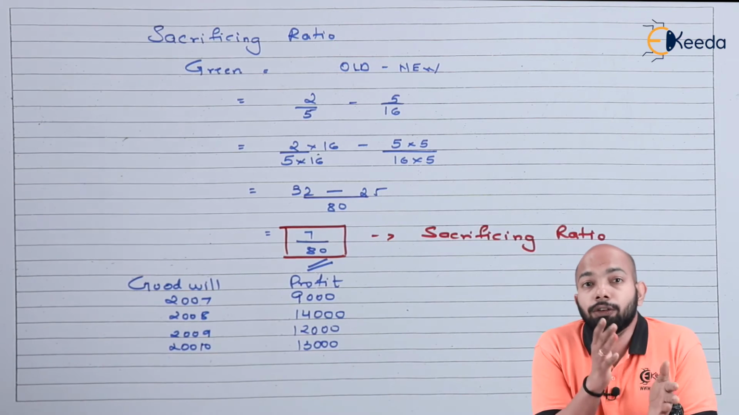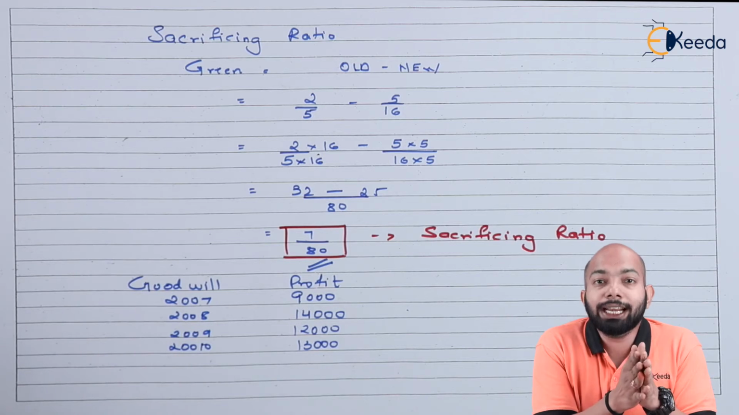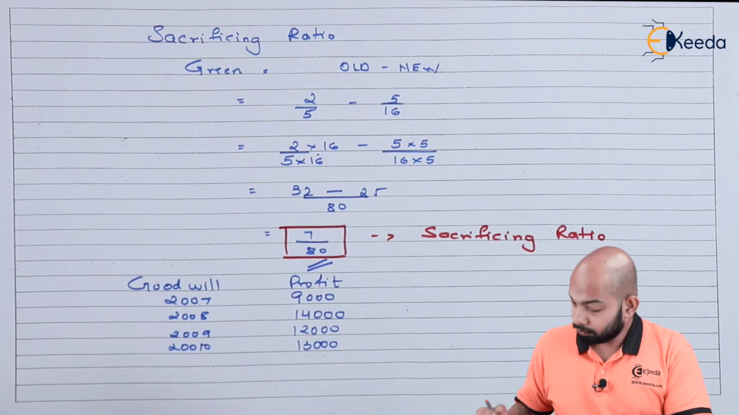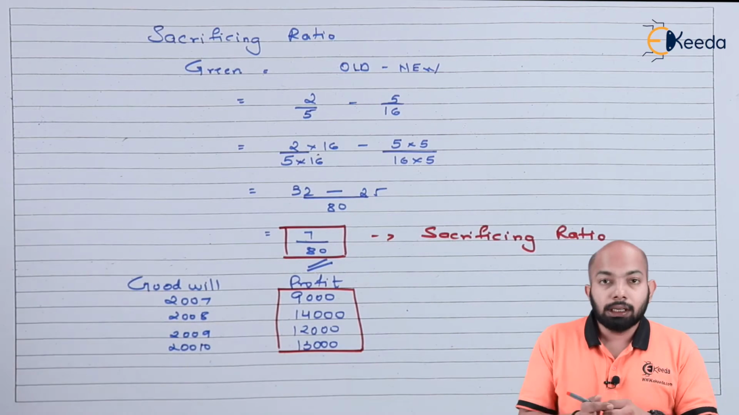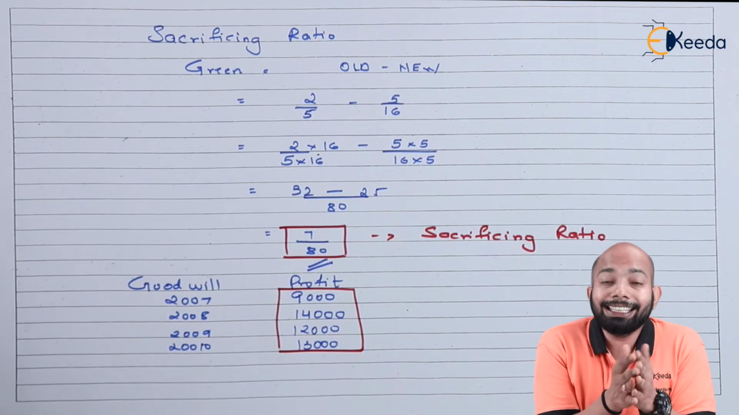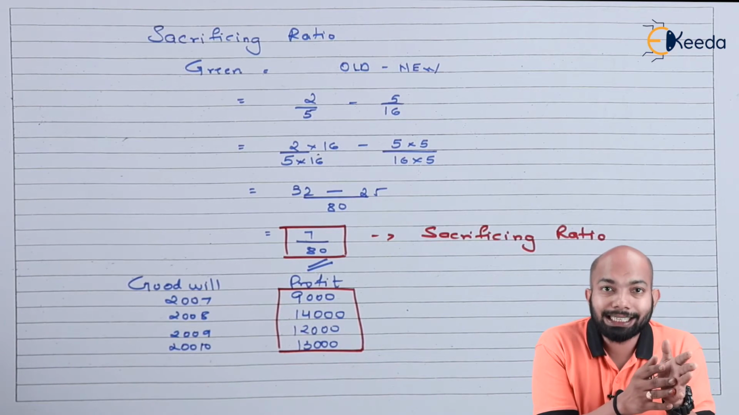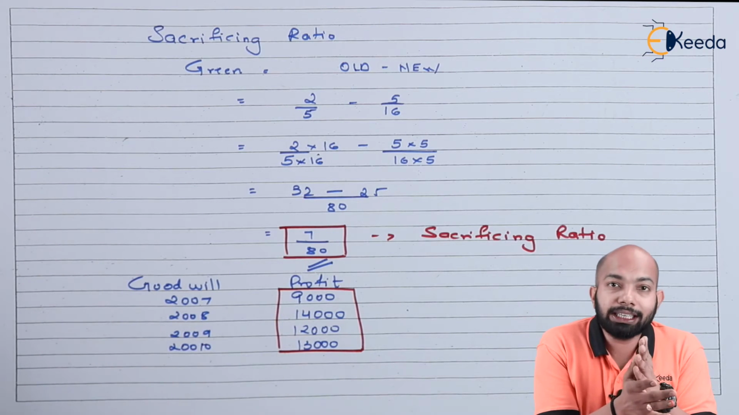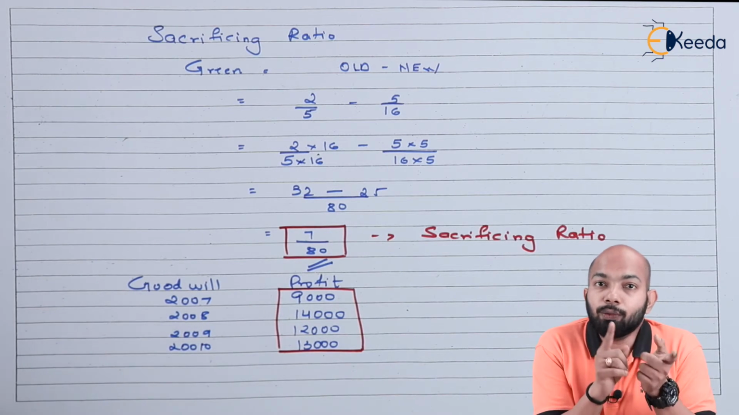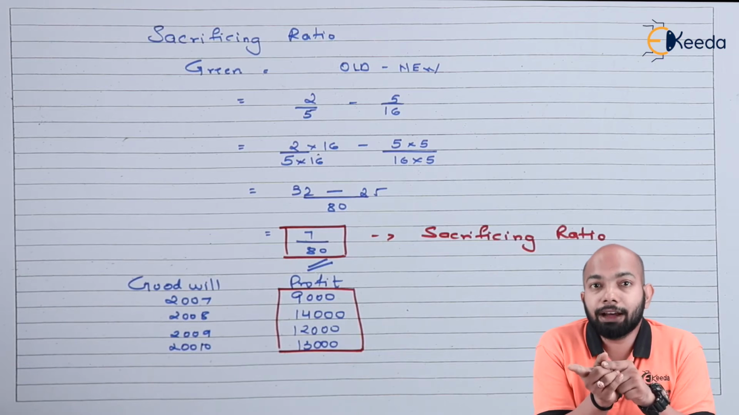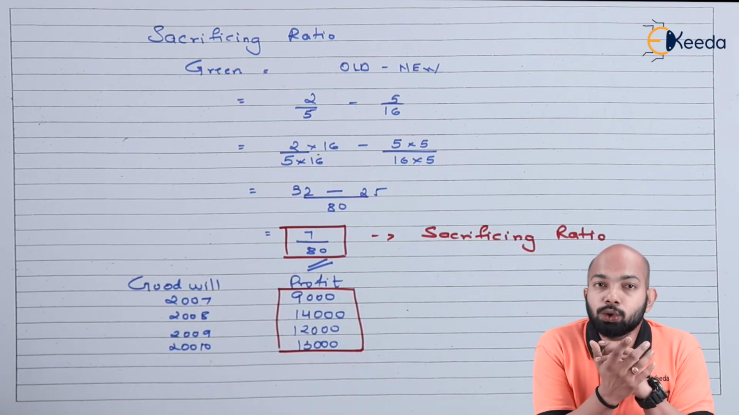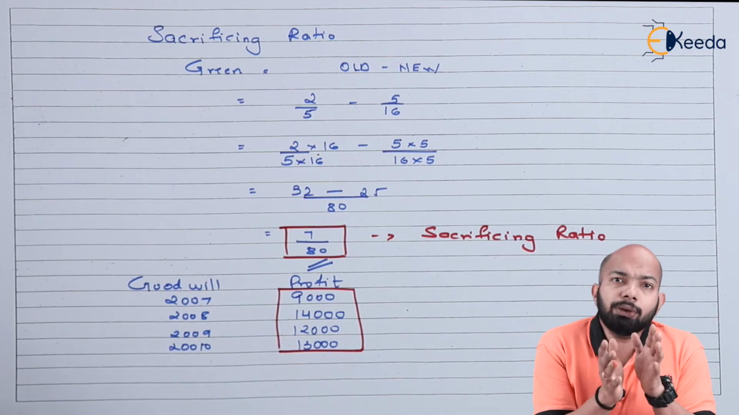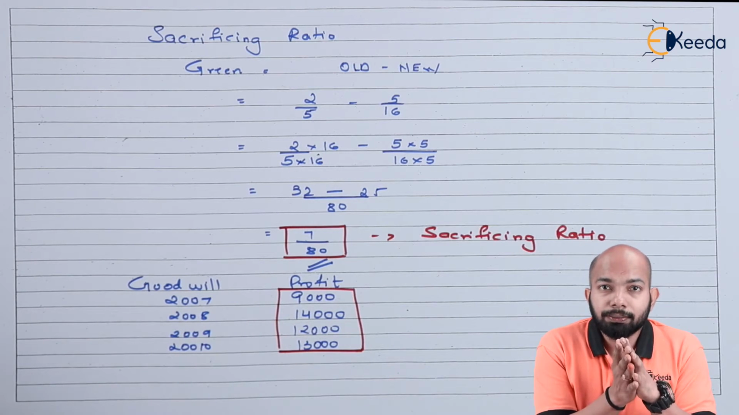Now if you can see the denotions that have been mentioned here, there is no specific trend that we can observe. There is no increasing trend, there is no decreasing trend. Had there been any increasing or decreasing trend, we would have used the weighted average method. But in this case, as there is no such option available, we'll use the simple average method.